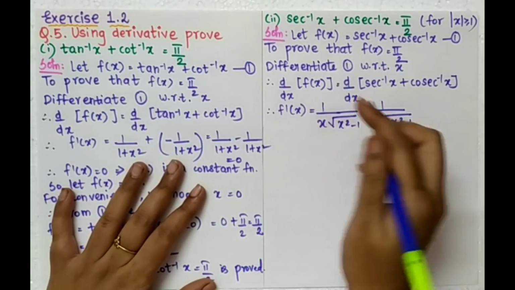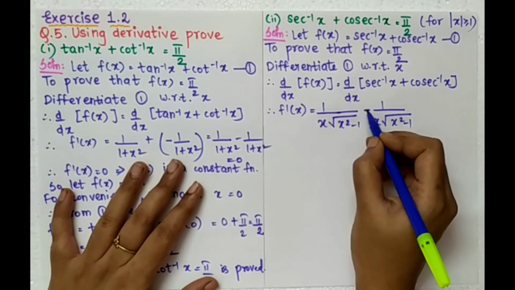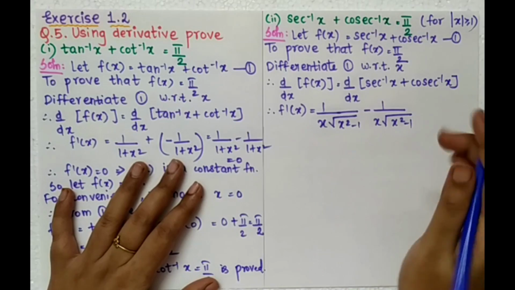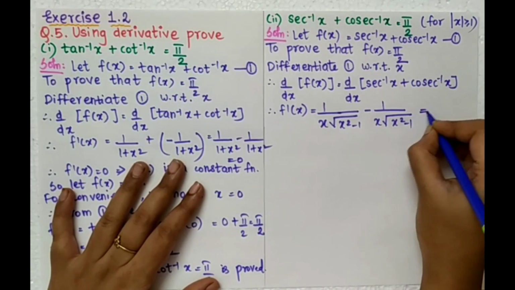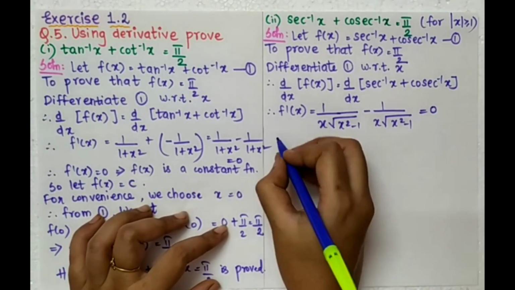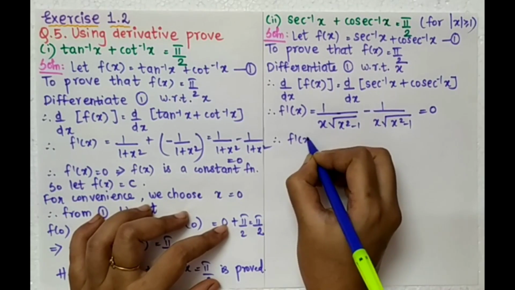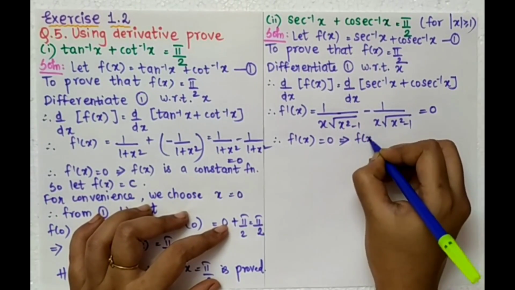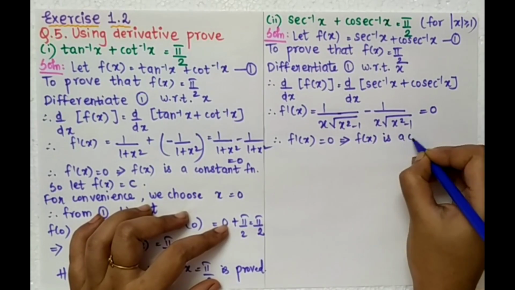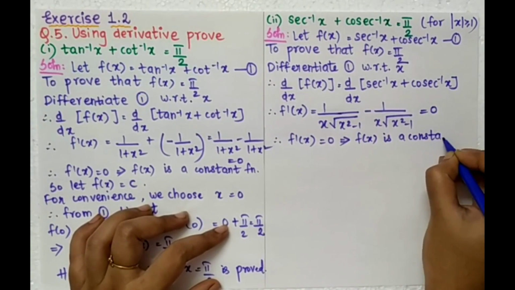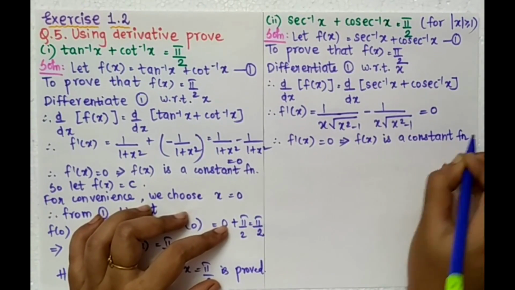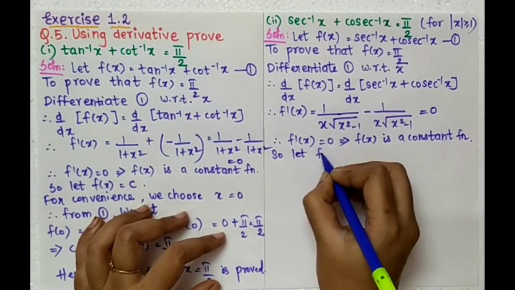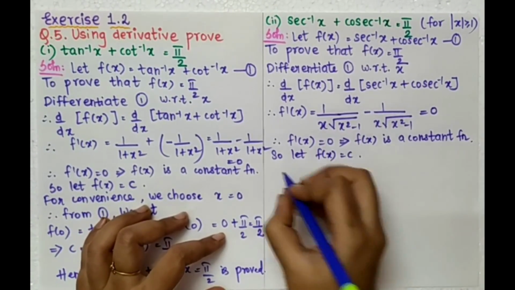So now you are aware why this minus sign comes over here. Plus into minus is minus, so this becomes 0. Therefore, f dash of x equal to 0. All the other steps remain the same. f of x is a constant function, so we let f of x equal to c.